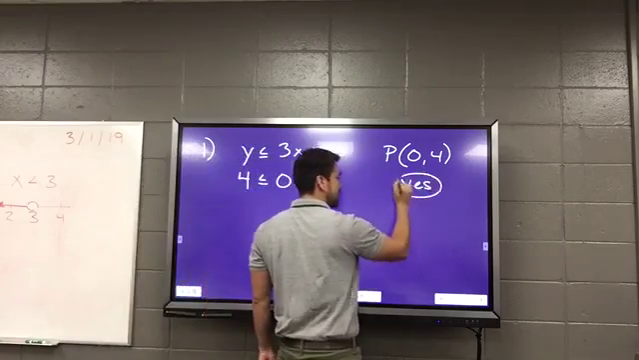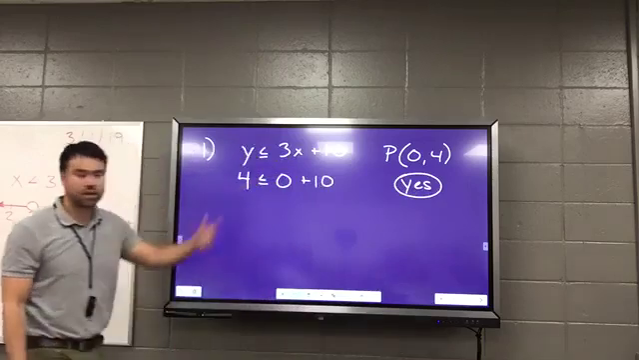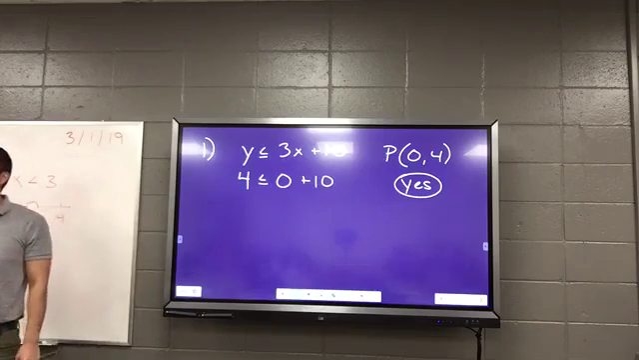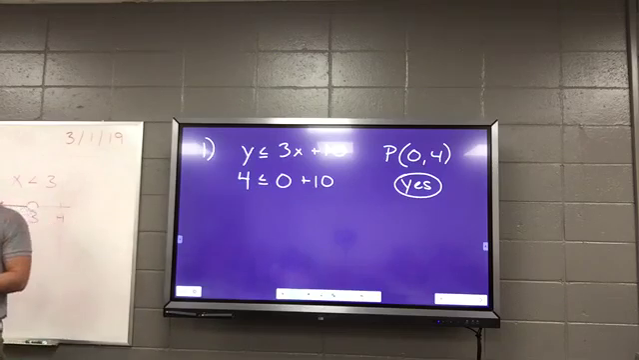So is that point a part of my solution? You write yes. It is a part. That's all you had to show. Does it work? Does it fit in? Good. If it doesn't, no. The answer is no. Do it for number 2, please. You don't have to write it in slope-intercept form if you're just trying to check to see if the point works or not. Just fill in the blanks, which we call substitution.